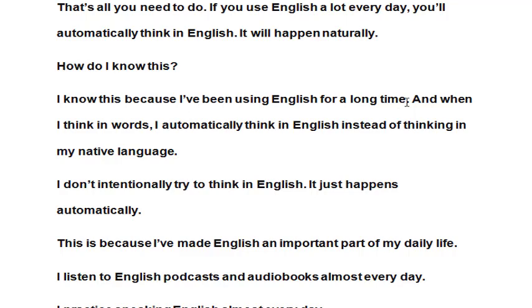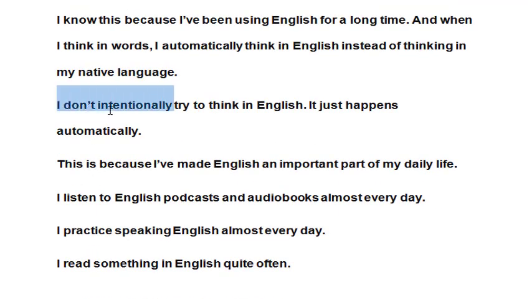I know this because I've been using English for a long time. And when I think in words, I automatically think in English instead of thinking in my native language. I don't intentionally try to think in English. It just happens automatically.